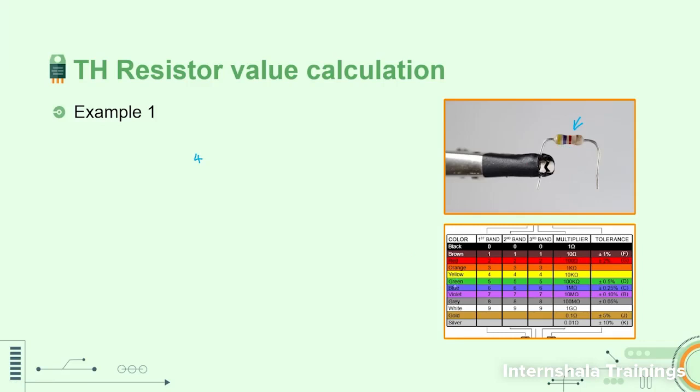So I will write 4 here. Then the next one is violet. So it's going to be 7. So I will write 7 here. And after that the red one, which is actually the multiplier, so it's going to be 100. So I will write 100 here. Okay, so that gives us a value of 4.7k. Okay, so that's basically the value of this particular resistor. And the last color is the golden color, which actually represents that this particular resistor is going to have a tolerance of plus minus 5%. Okay, so that's how we calculate the value of a resistor based on this particular chart.